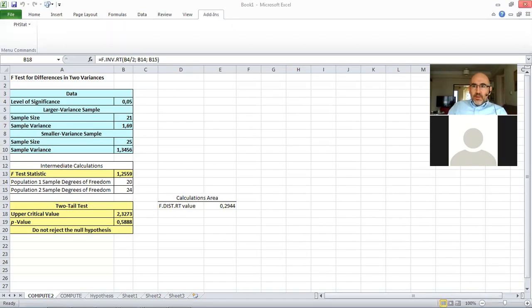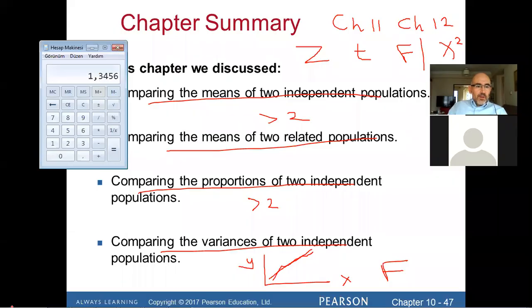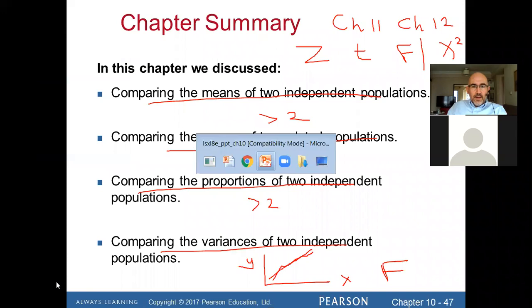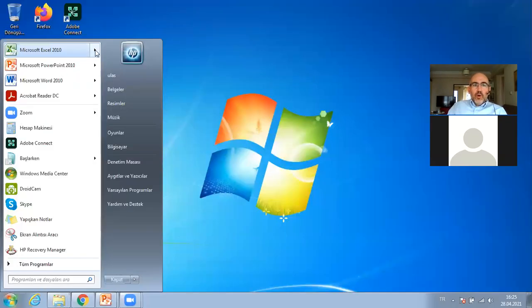Okay, now for a difference, let's also use the Data Analysis ToolPak in order to conduct an independent sample t-test and a paired sample t-test. So let's just close this now. Okay, let's go to our Excel and use one of our files.